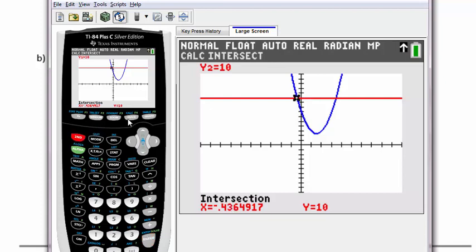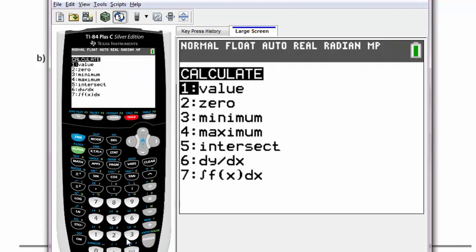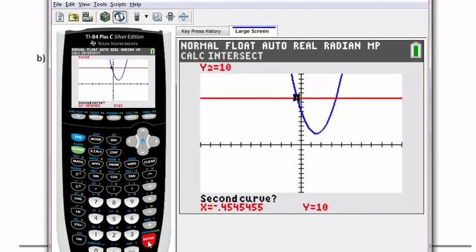And second, calculate, intersection, option 5. First curve, second curve. And I need to make sure that my cursor moves closer to the second intersection so I can find that one with my guess this time. The second one, 3.44, that also matches what we found by hand. Right, and that's the end of this section.